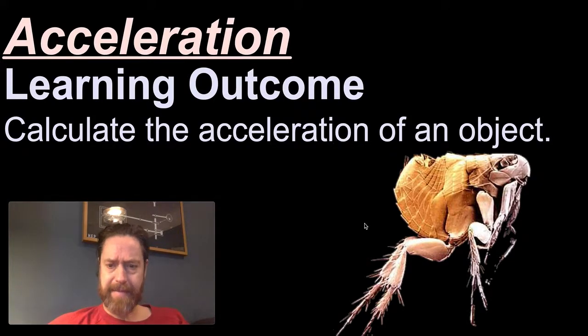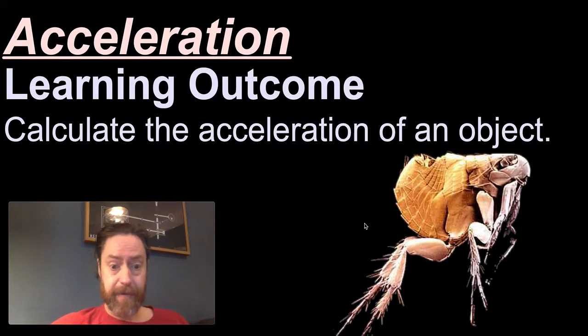Sorry about the unpleasant picture here. That's a picture of a flea. And the reason that's there is, I think, of almost all animals, they sort of exhibit the greatest acceleration because they can do massive jumps. They can go from a very slow speed, or stationary, to moving very fast in a very short time. So, a picture of a flea.